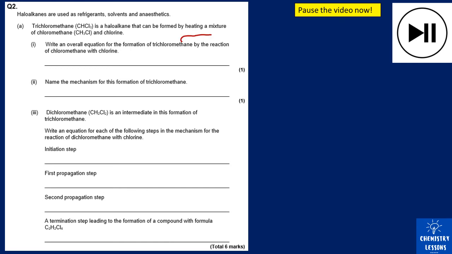So what's trichloromethane first of all? It's a carbon with 3 chlorines, and it must still have a hydrogen then. So methane is 1 carbon. If it's got 3 chlorines on it, it must have 1 hydrogen too. So that's the formula for trichloromethane by the reaction of chloromethane with chlorine.